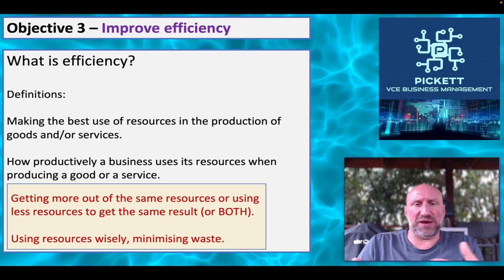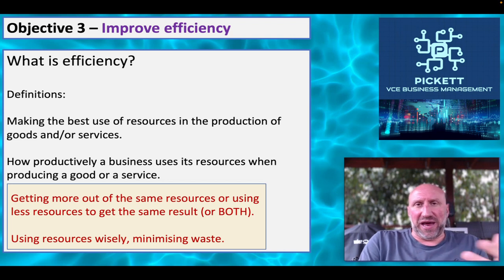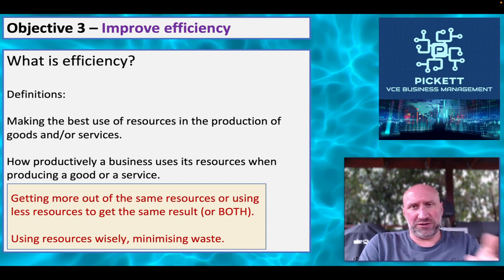Okay, so hopefully that makes sense, put some context. Using our resources wisely, and a lot of that has to do with minimizing waste during our production process, which is something we touch on in a lot more detail when we get to Unit 3, Outcome 3, Operations Management.